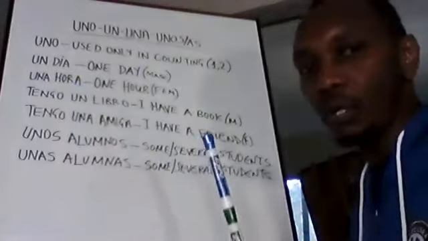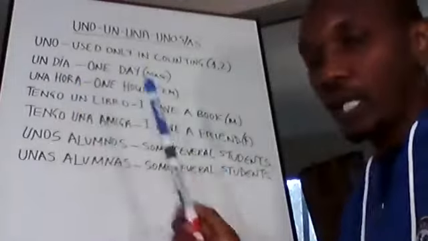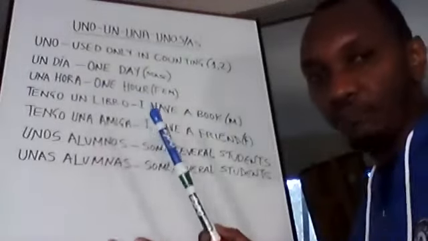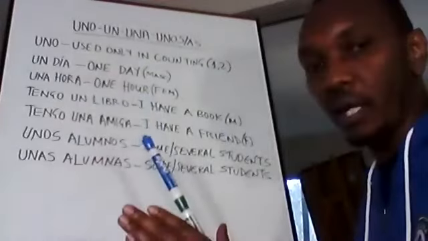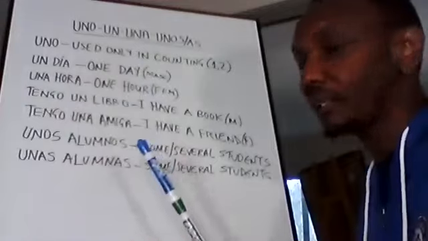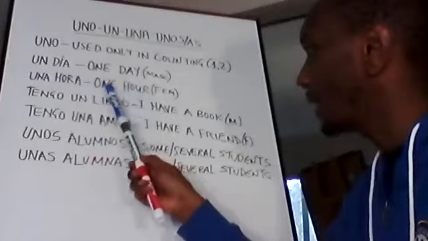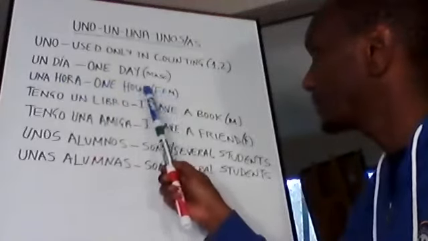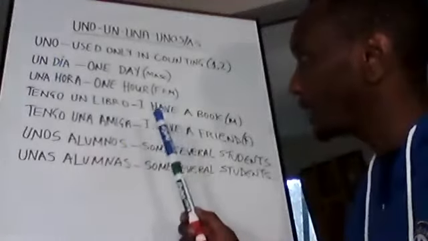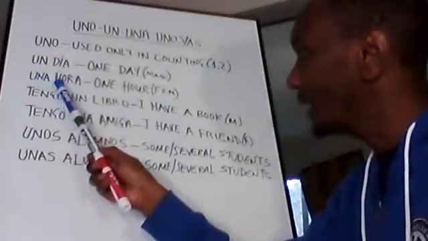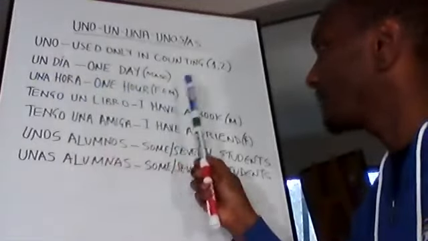H-O-R-A means hour. Hour, like in think of time, 1 hour. And H again, if you go to the other videos I've posted on the alphabet pronunciation, H is silent. So whenever you see H, we pronounce it silent. So it's una hora. Una hora means 1 hour. Feminine subject. Notice un, it's masculine. Una, U-N-A, it's feminine. So una hora means 1 hour when the subject is feminine.